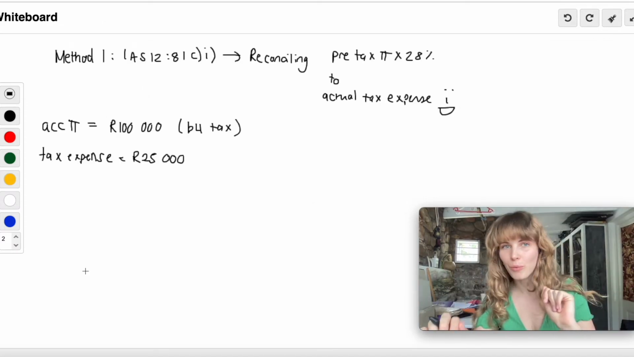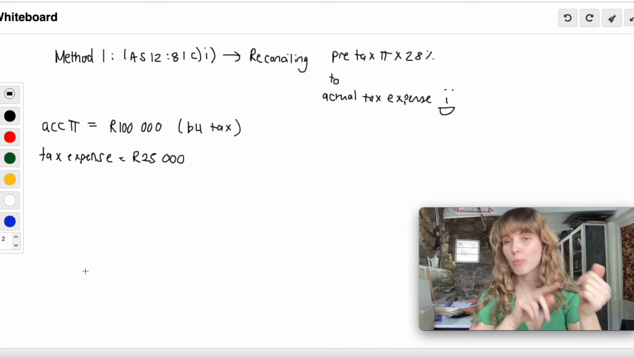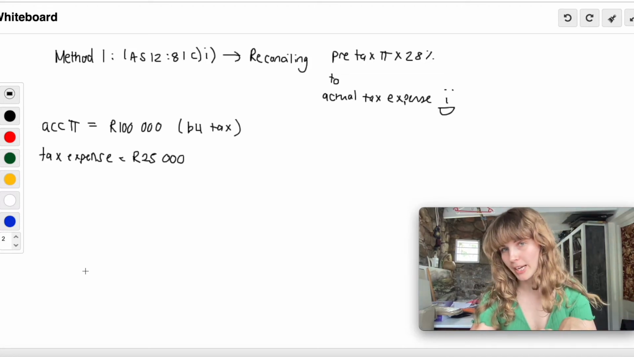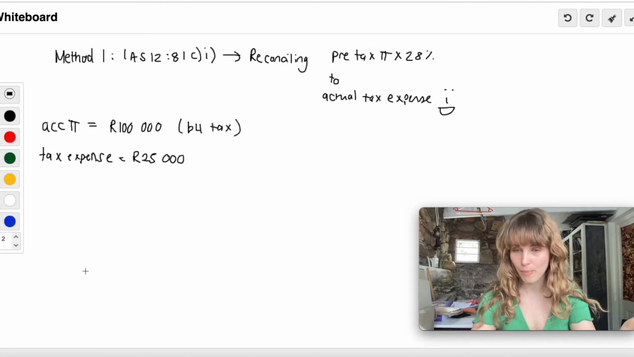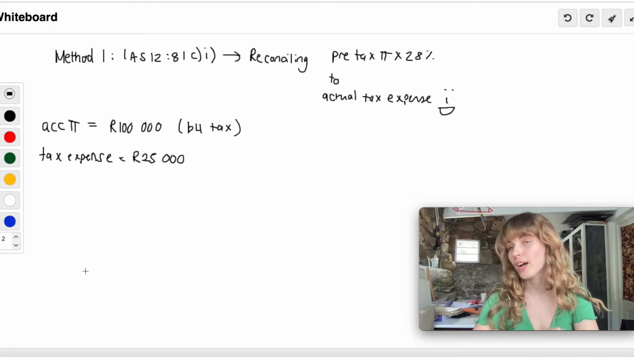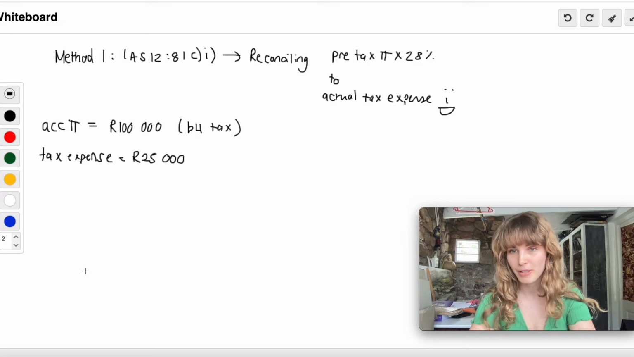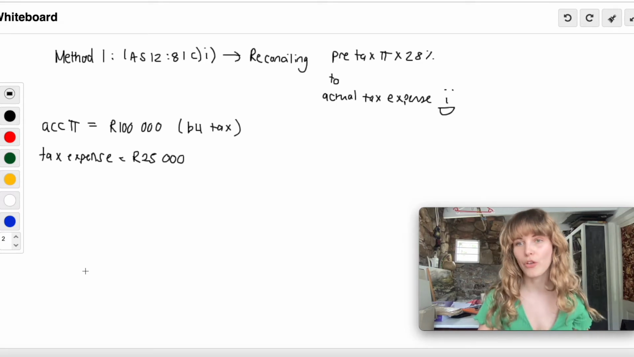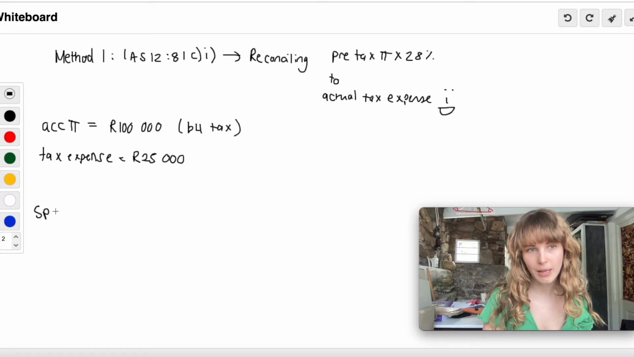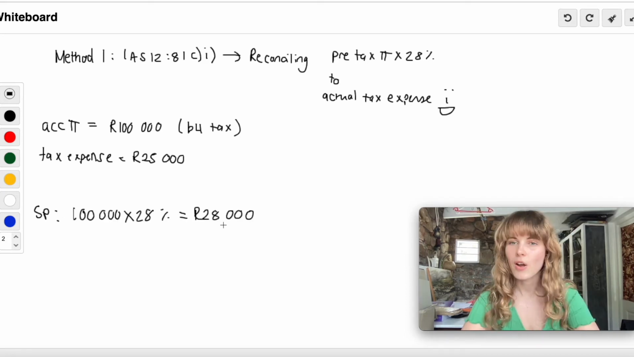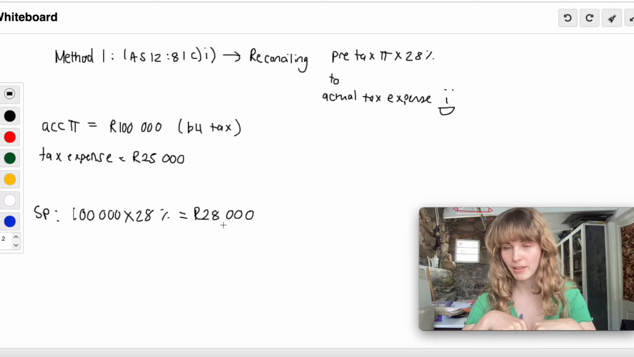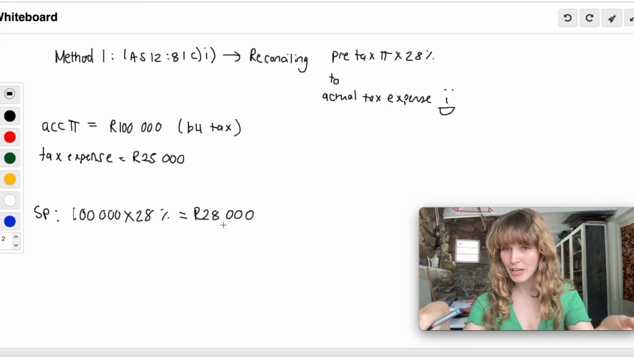Alrighty, so in method one, we know that we are reconciling our pre-tax profit multiplied by the corporate tax rate to our actual tax expense incurred. So if we say, for example, our pre-tax accounting profit is 100,000 rand and our actual tax expense for the year is 25,000 rand, we know that our starting point is to take that pre-tax accounting profit and multiply it by a corporate tax rate of 28%. Now looking at that, we've got a 28,000 anticipated tax expense, but our actual tax expense is 25,000 rand.